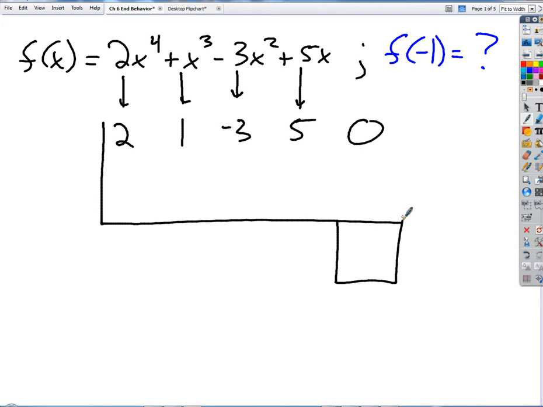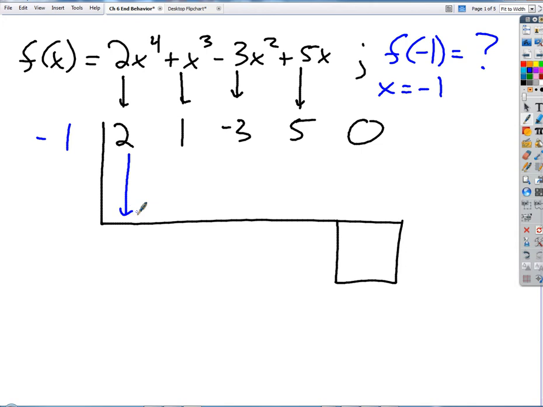Now, we're trying to find what is f of -1. In other words, we're trying to find out what is the value of the function when x equals -1, right? That's the number we're plugging in for x. So now what do I do with that -1? Okay, put it out front. Whatever the value of x that we're substituting, that goes out front. And now we're ready to do the whole synthetic process. So how do we kick that process off here?